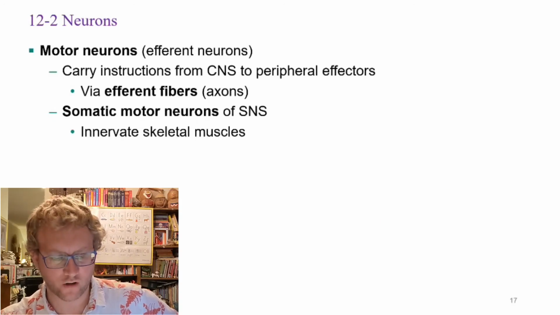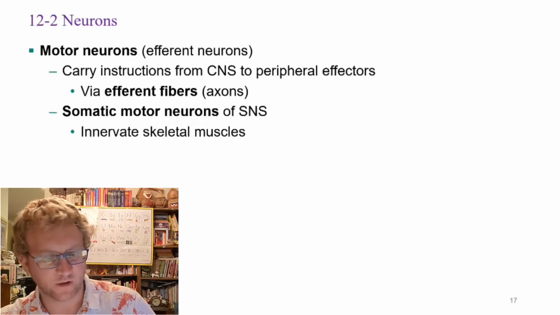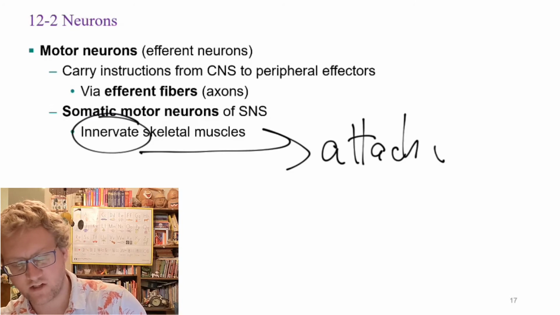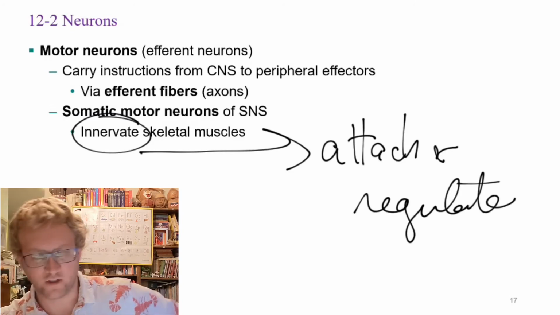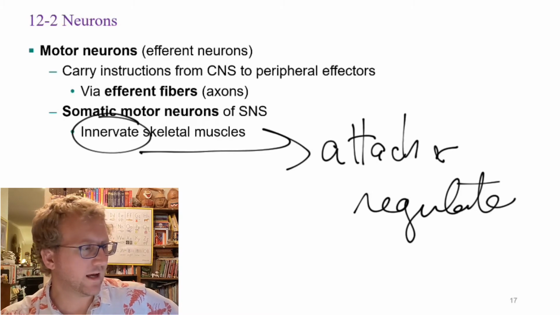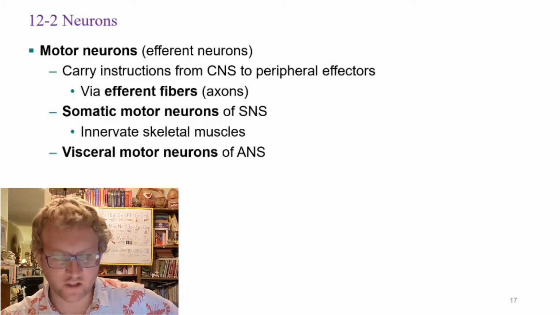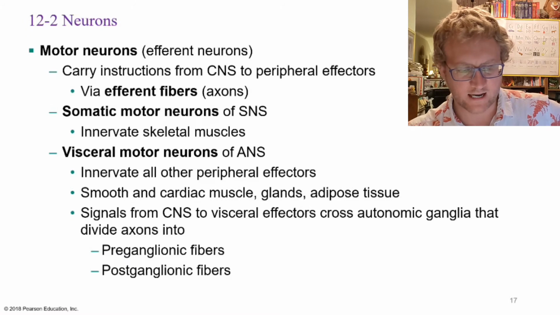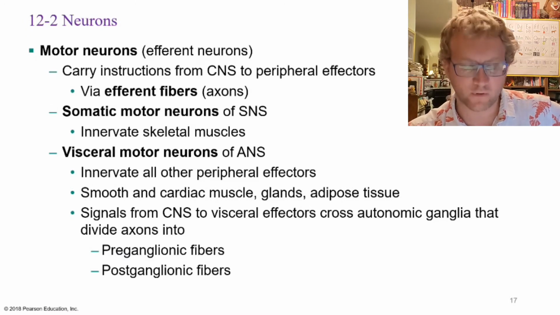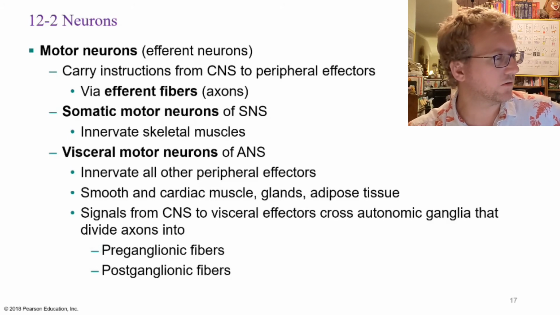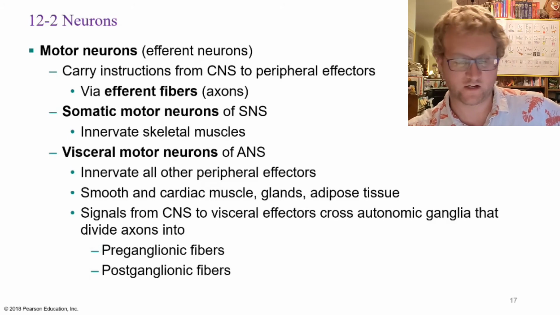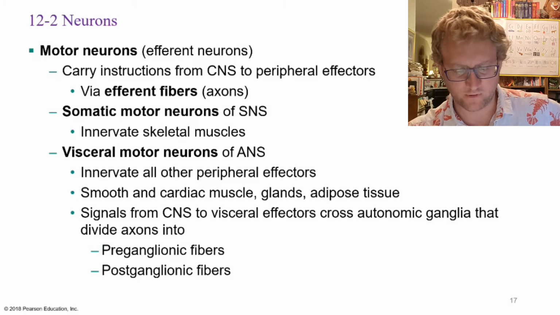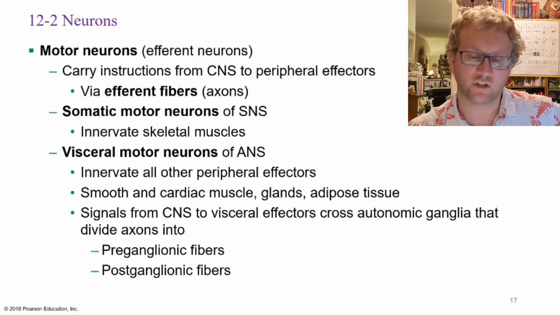We have somatic motor neurons, which innervate skeletal muscles. And innervate, all that means is they attach and regulate. Okay, that's what innervate means. They're also, no, that's pretty much it. The visceral motor neurons are going to do everything else. So they're going to innervate all other peripheral effectors like cardiac muscle, glands, adipose tissue. They carry signals from the central nervous system to the visceral effectors, across autonomic ganglia that divide axons into pre- and post-ganglionic fibers, depending on where they're located in relation to that bundle, basically.